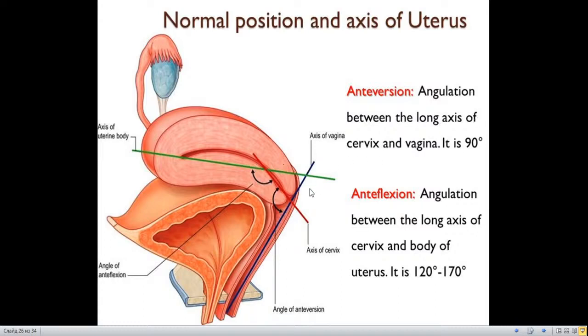So, the long axis of the cervix, this red one, and the long axis of the vagina, you see they make a right angle, 90 degrees. So it is facing forward, anteversion. For anteflexion, we should take into account the long axis of the cervix, the red one, and the long axis of the body, the green one. This angle is about 120-170 degrees. It is the normal position of the uterus, anteversion and anteflexion.